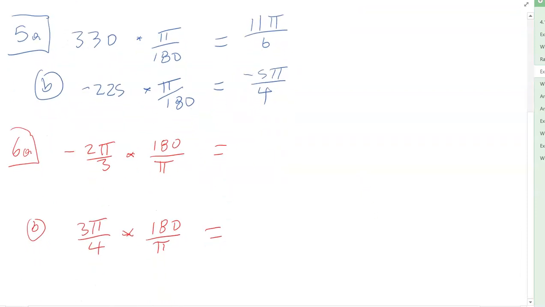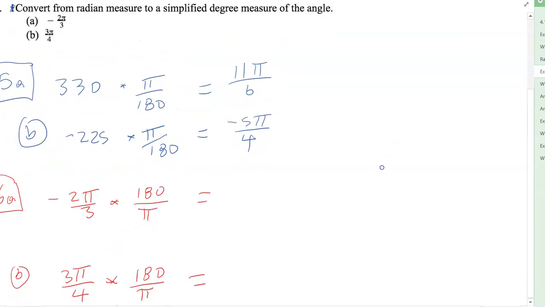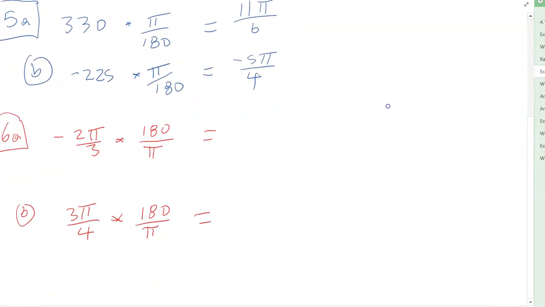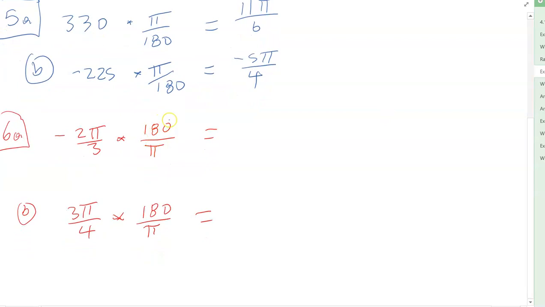Okay? Now, the other way, converting from radians to degrees. Number 6, we have negative 2 pi over 3. This time we multiply by 180 over pi, because we're going from radians to degrees. And this will give us negative 120 degrees. And converting from radians to degrees again, 3 pi over 4 times 180 over pi will give us 135 degrees.